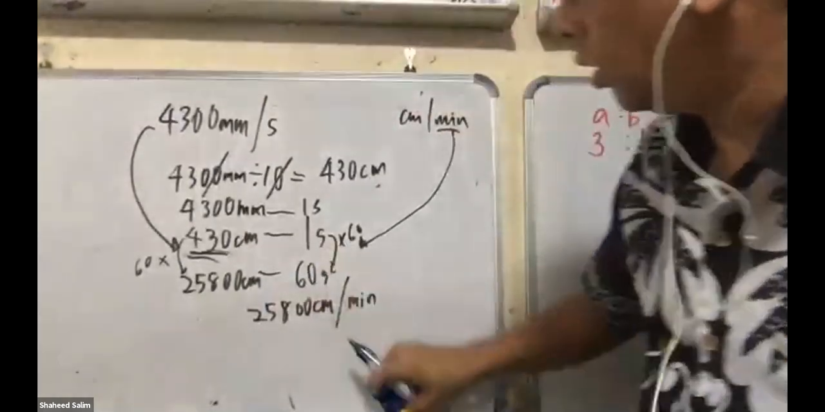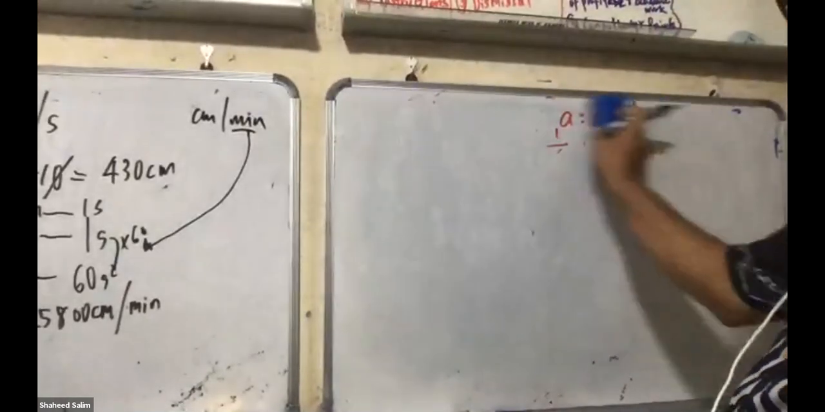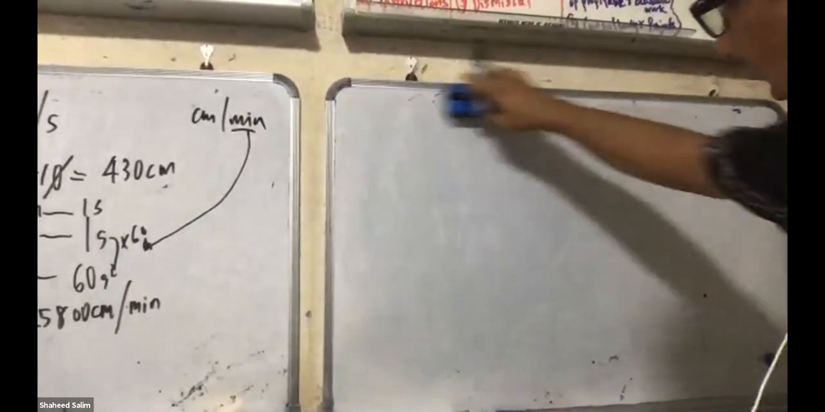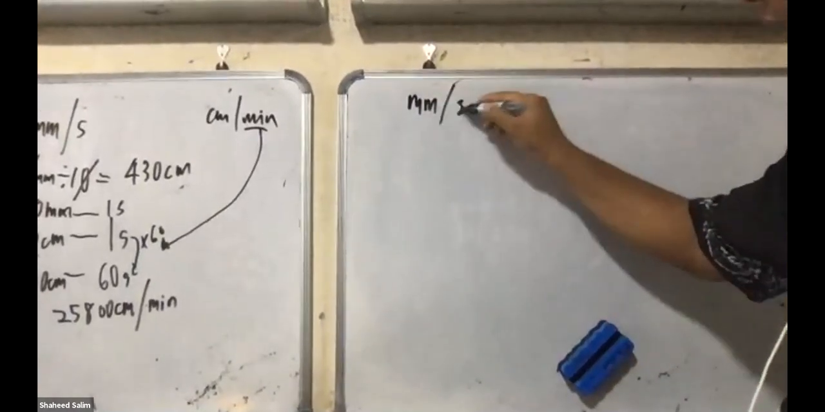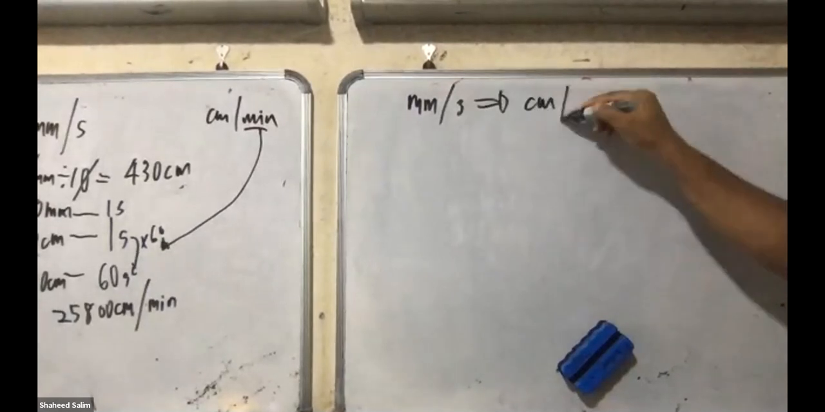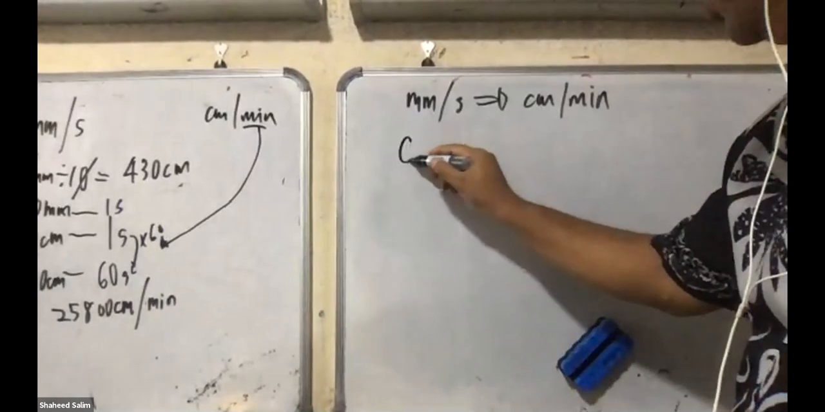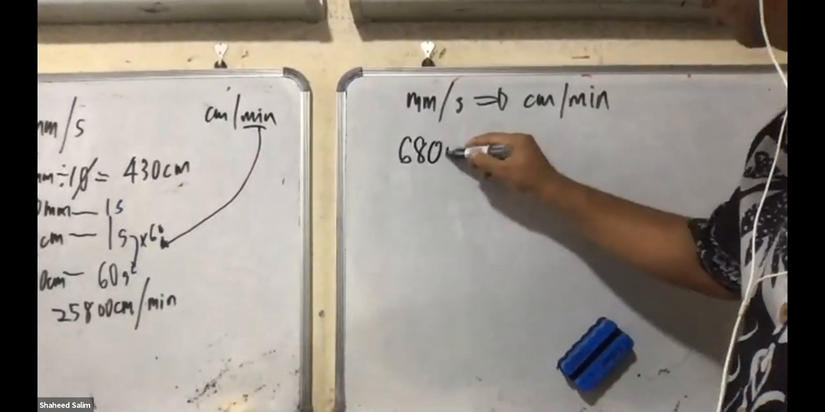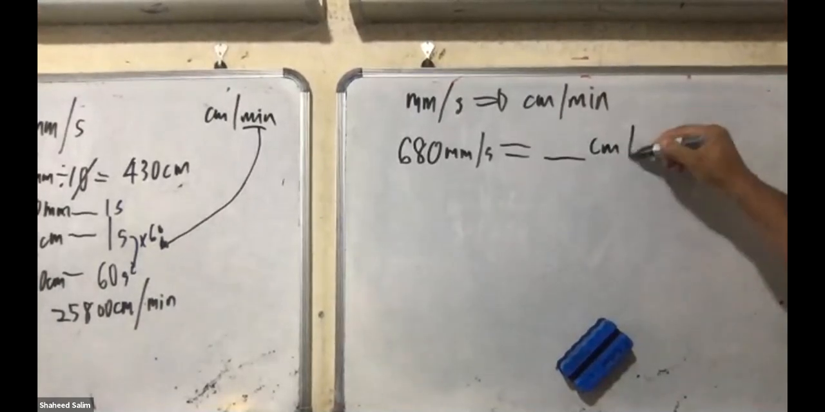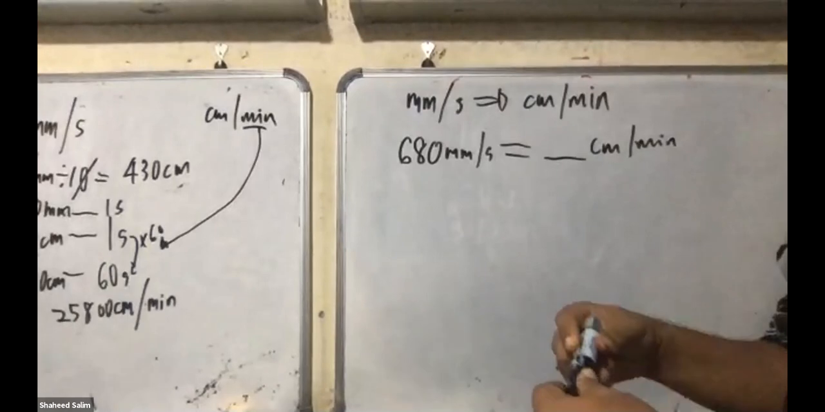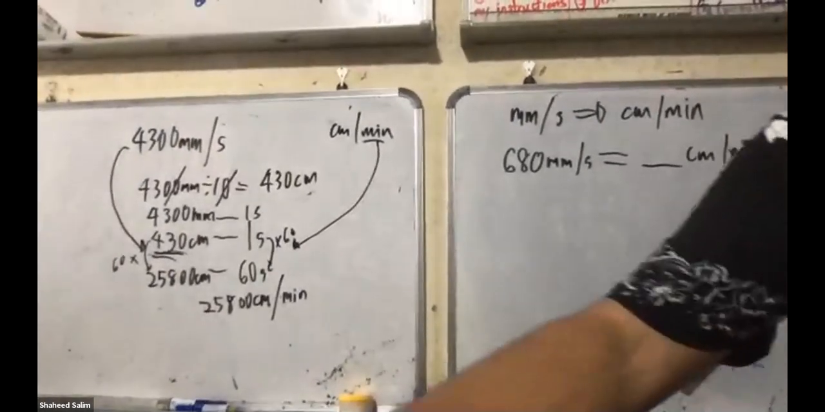I'm going to give you my own now. All right, we're going to change this one now. Same thing. I want you now to change from millimeters per second to cm per minute. All right, here we go. So now let's say I want you to change 680 millimeters per second. I want you to change it to cm per minute. Can you please do it? You can follow the steps down here. I'll show you both, okay, so that you can see.